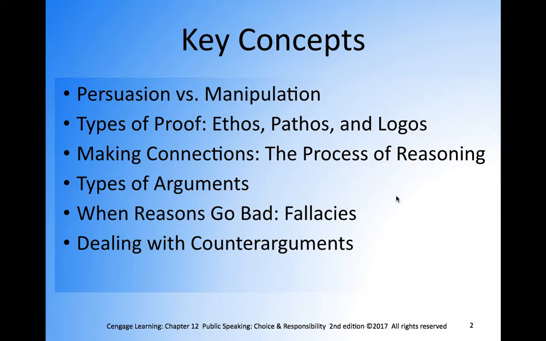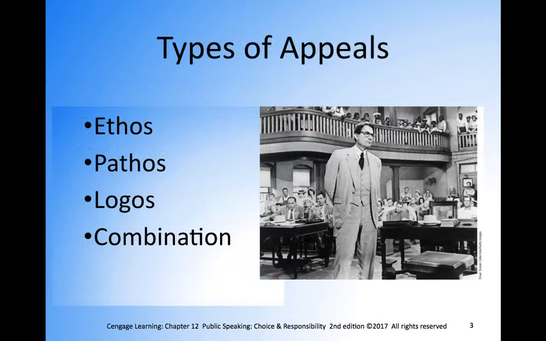We're going to talk about persuasion versus manipulation, types of proofs, ethos, pathos, and logos, making connections, the process of reasoning, making types of arguments, when reasons go bad are fallacies, dealing with counter arguments. Aristotle felt like in order to really persuade anyone, you have to go to where they are hit the hardest. So that's ethos, pathos, logos, and some of us it's a combination. So we're going to talk about those three things next.